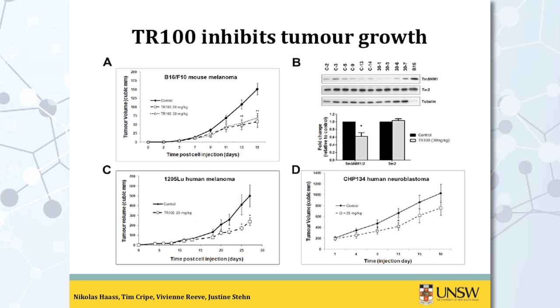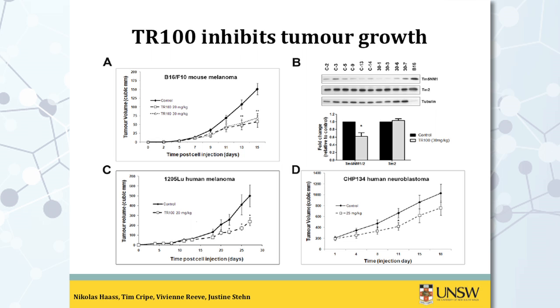So the next thing to do was to take the TR100 drug and see if in fact it would impact on the growth of cancer in a model of cancer in a mouse. So the way to do this is to in fact grow the cancer in a mouse and ask the question, if we introduce the drug into that mouse, can we control tumour growth? So the next thing to do was to take the drug and ask the question, if you grow a cancer in a mouse and expose the mouse to the drug, can you control the rate of growth of the tumour cells? So we did this using both melanoma and neuroblastoma.